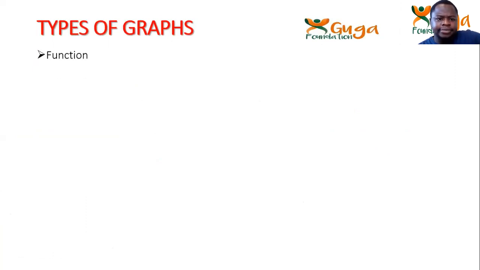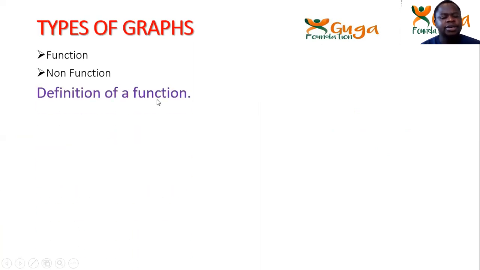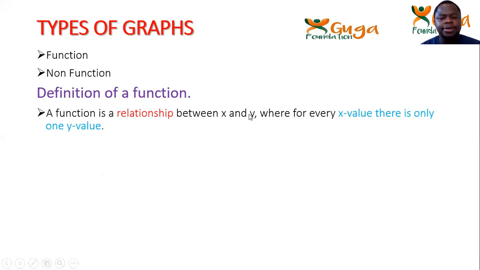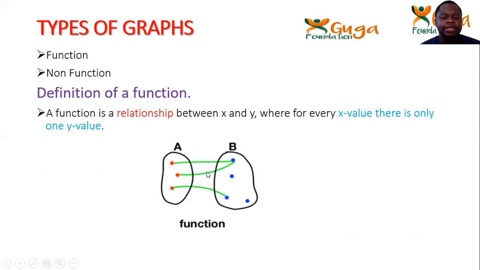Now guys, let's look at types of graphs. We have number 1, which is function, and number 2, which is non-function. You'll agree with me that the definition of a function is a relationship between x and y, whereby for every one x value there is only one y value. So let's look at this diagram here. One x value will be mapped onto one y value, which is true according to the definition, and another x value can be mapped onto the same y value, in the case of a parabolic function.